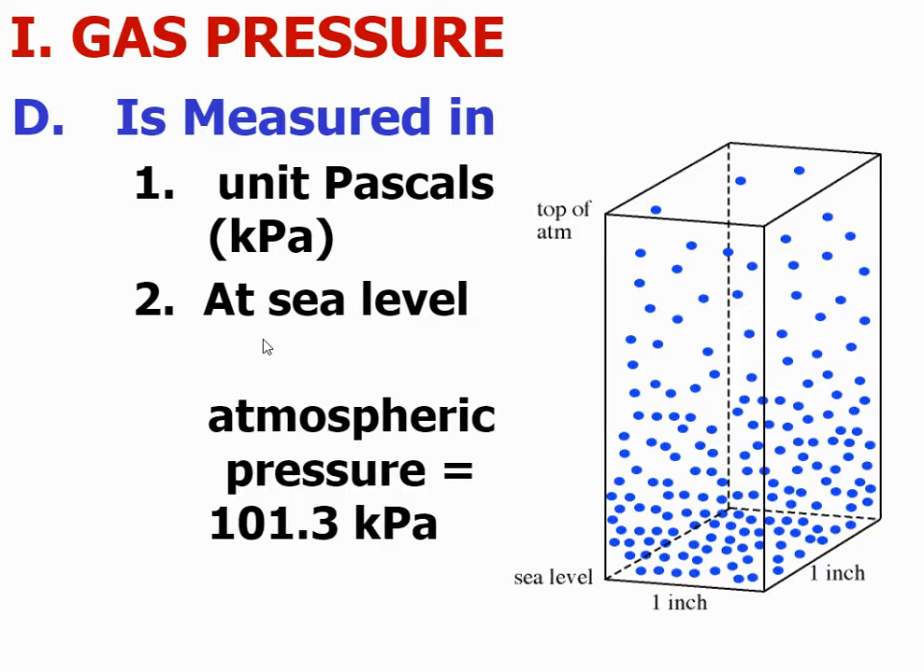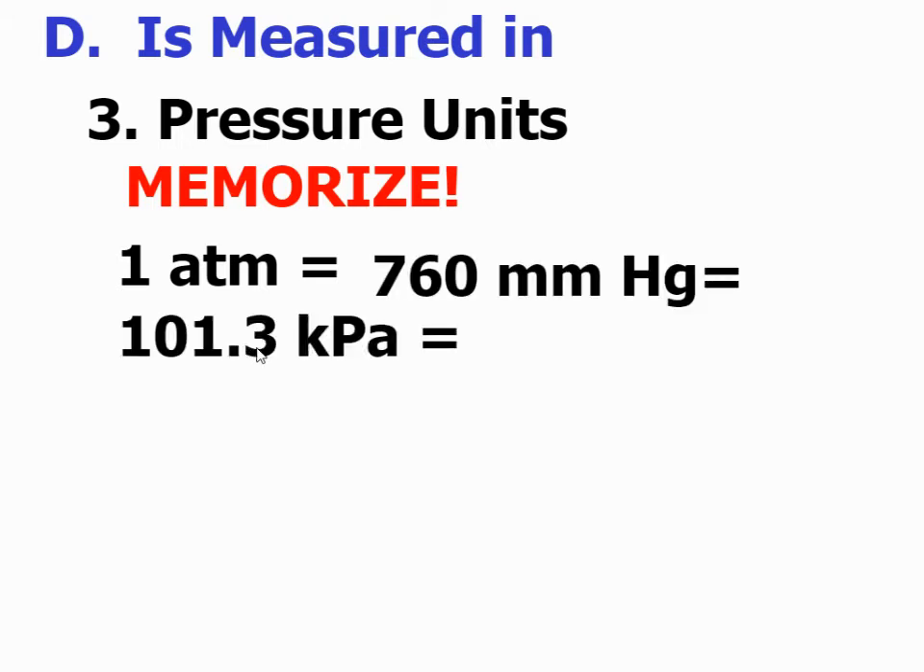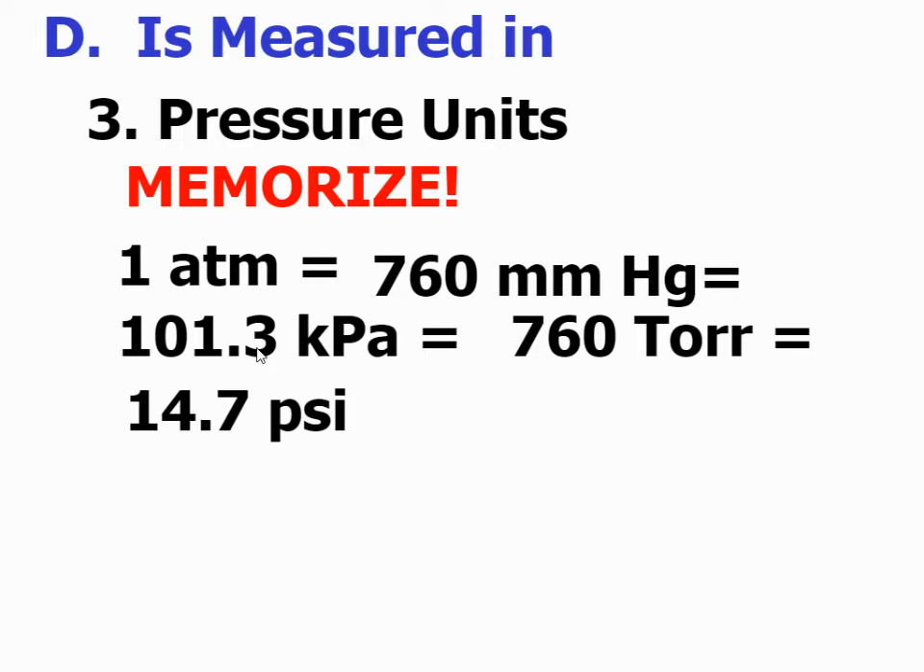Gas pressure is measured in pascals. The amount of atmospheric pressure at sea level is going to be 101.3. Remember, we talked about this when we talked about gas and atmospheric pressure last unit. This was basically the introduction to this. The unit is called pascals. It looks like a kilopascal, but it is called a pascal. All right, so pressure in units. Remember, this is what we talked about.